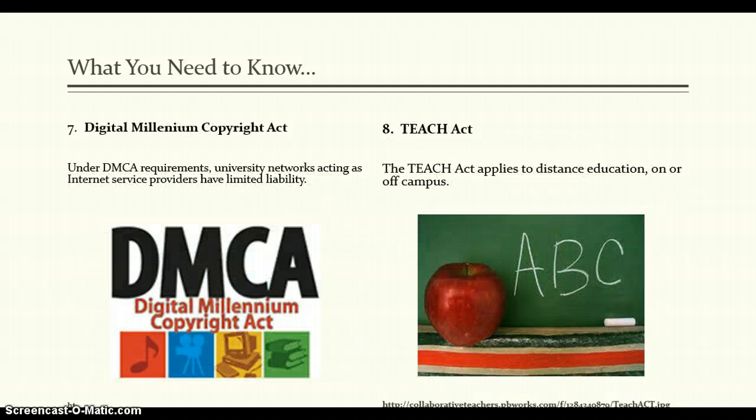The Digital Millennium Copyright Act is fairly new and was passed into law in 1998 to address some of the issues unique to digital copyright. Under DMCA requirements, university networks acting as internet service providers have limited liability. The Teach Act applies to distance education on or off campus. Under Teach, instructors may use a wider range of works in distance learning environments. Students may participate in distance learning sessions from virtually any location, and all participants can enjoy greater latitude when it comes to storing, copying, and digitizing materials.